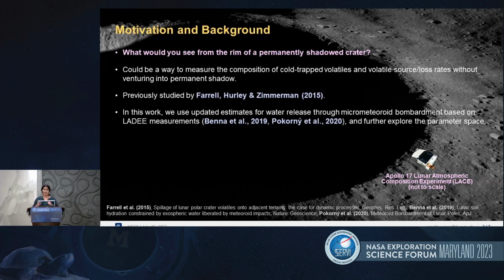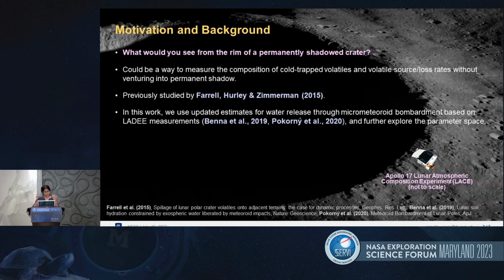And so if you were perched on the rim of one of these regions, if you had an instrument on a lander or rover, a deployed instrument like LACE on Apollo 17, if you have an instrument that's sensitive to volatiles either in the exosphere or on the surface, this could be a way to characterize the composition of cold-trap volatiles and the processes that act on them without having to venture into the thermal and illumination extremes of permanent shadow.